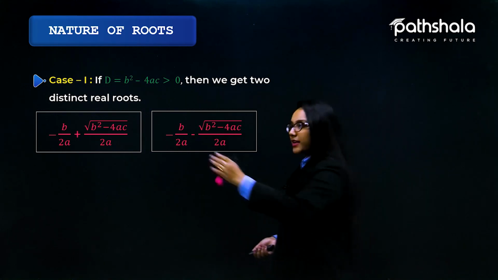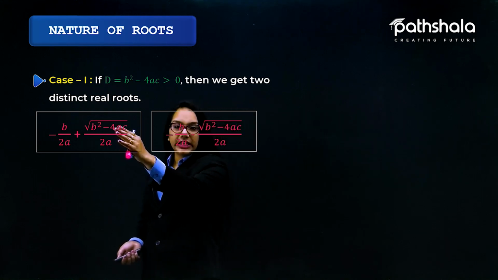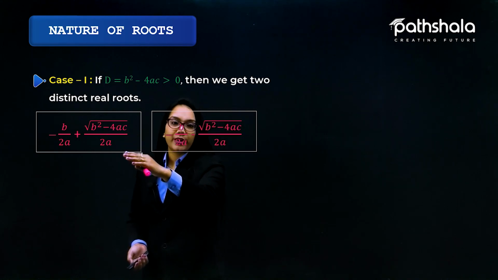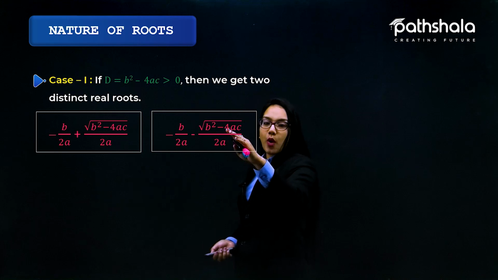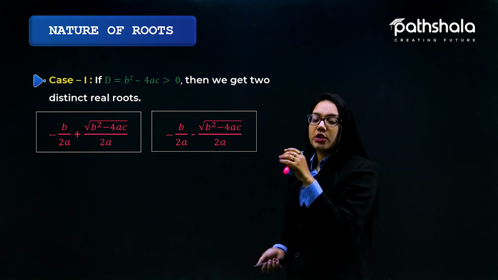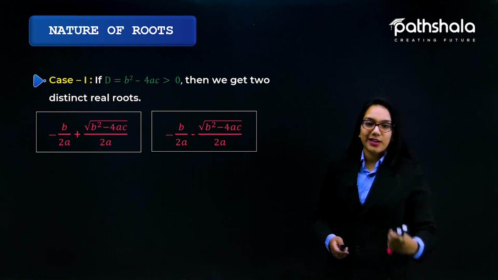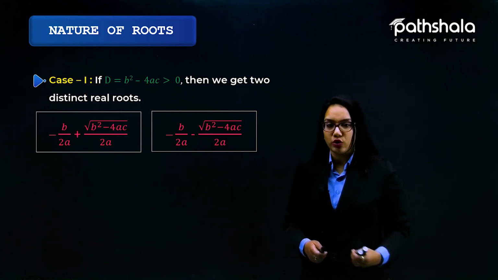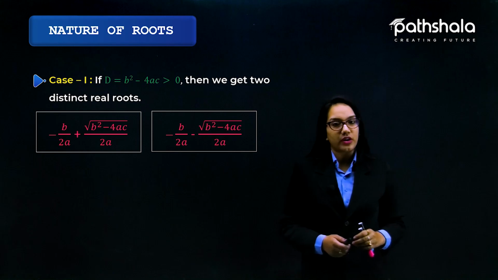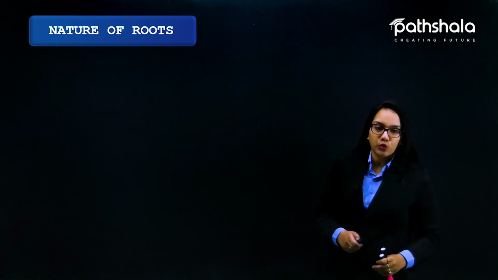So this would be minus b by 2a plus capital D, square root of capital D by 2a. Furthermore, this can be written as square root of capital D divided by 2a. So always remember, whenever the discriminant is greater than 0, we get two distinct real roots, and these are the two distinct real roots. Now let's talk about case number 2.